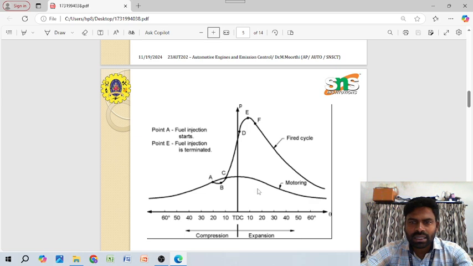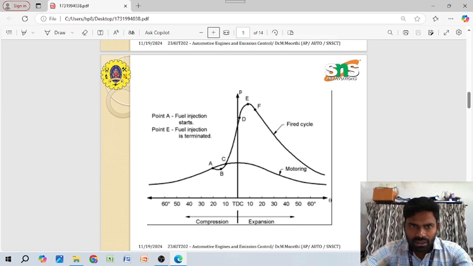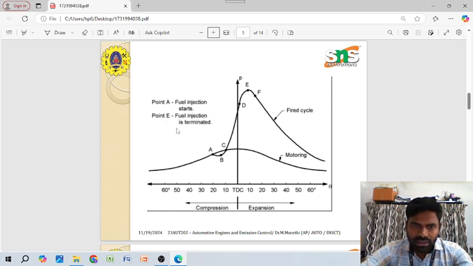This is the compression stage of the CI engine. In the graph, the x axis indicates the crank angle rotation and the y axis indicates the pressure. At point A the fuel injection starts, and fuel is injected into the combustion chamber. Then it continues through B, C and D, and goes to E, where the fuel injection is terminated.